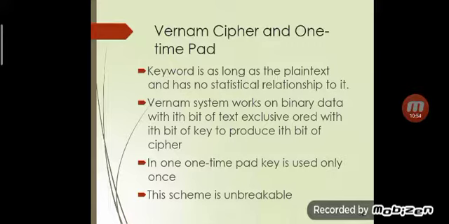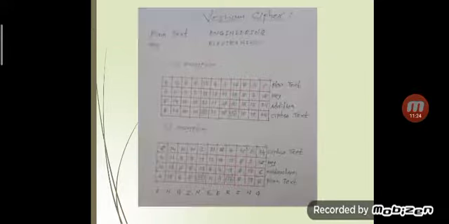The Vernam system works on binary data, with the ith bit of text exclusive-ORed with the ith bit of a key to produce the ith bit of the cipher. Here we simply use the various keys and the various letters. In a one time pad, we use the key at one time. We'll take one example to understand the concept of the Vernam cipher.